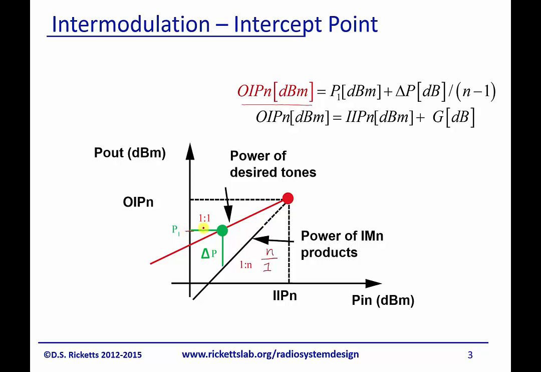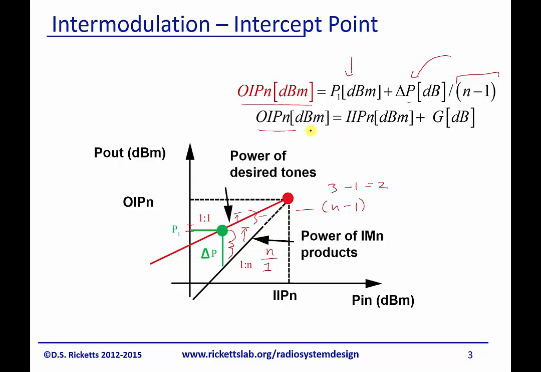So give me a certain power level and tell me what the delta P is. So here's the power level, here's the delta P, and then what I'm going to do is divide by n minus 1. And the reason I do that is this goes up by n for every 1 dB P1 goes up, and P1 by definition goes up by 1 dB. So the change in delta P is going to be n minus 1. And for n equals 3, so OIP3, 3 minus 1 equals 2, and that was the change in delta P. And so that's how we can find out where the OIPn is graphically.